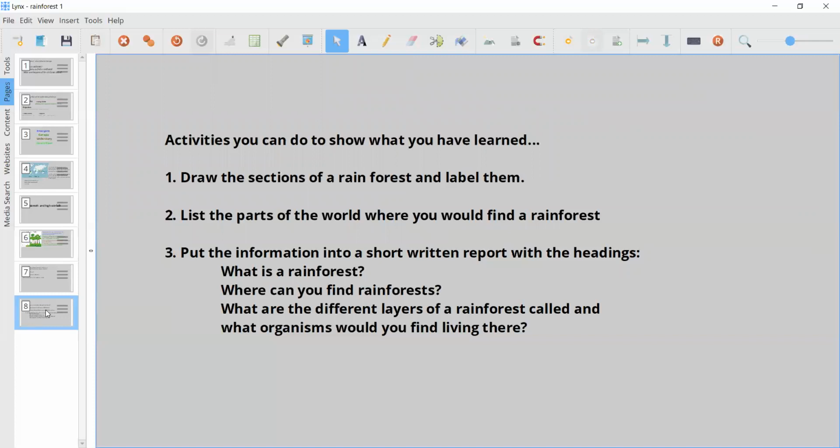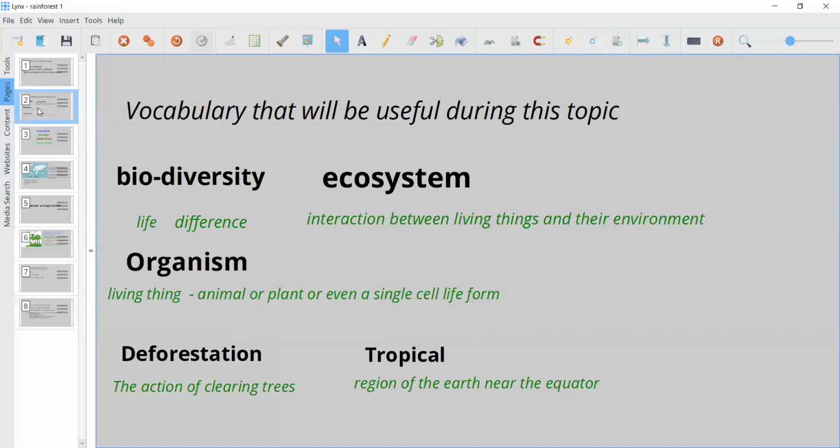Or 3, this is kind of like the big challenge, you could put all the information that we've just talked about briefly in this video into a short little written report under the headings: number 1, what is a rainforest? 2, where can you find rainforests? And 3, what are the different layers of a rainforest called? And what organisms, what living things would you find there? And of course, if you're writing your report, the challenge is, can you use some of this scientific technical vocabulary that we talked about earlier in the video?